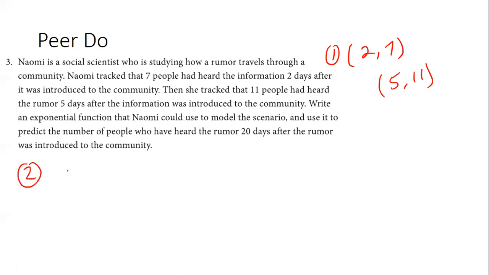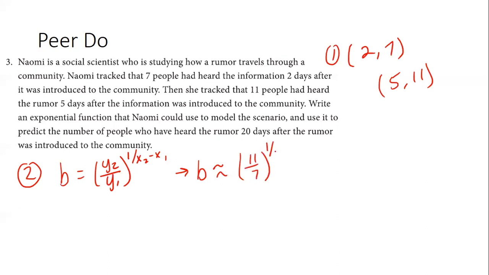All right, step 2 was to find our b. And remember, b equals y2 divided by y1 to the 1 divided by x2 minus x1. Did we have everything we needed? Yes, so the b for this problem is approximately, what is it? 11 divided by 7 to the 1 divided by 5 minus 2. In the calculator, you would put this as what? 3, right? 5 minus 2 is 3. All right, so what did you get? Perfect. Okay. So your b is approximately 1.163.